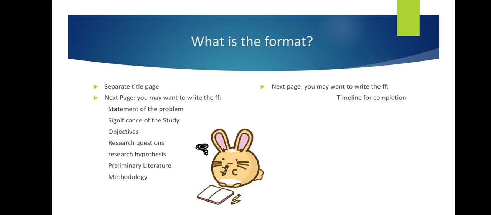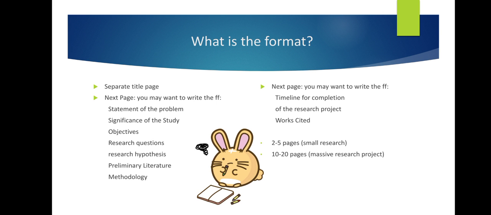Now, what is the format of a concept paper? A concept paper is a very short document or documentation. It has three parts: the title, what you know as the second one, the part one, and then the timeline. Okay. Now it has three parts.